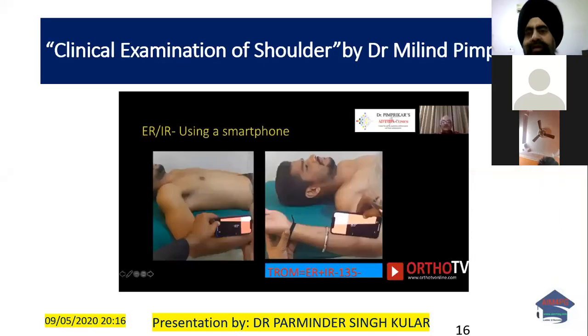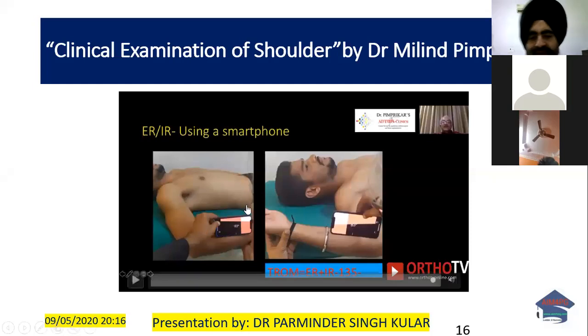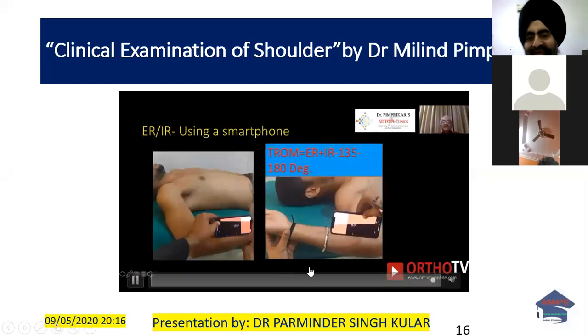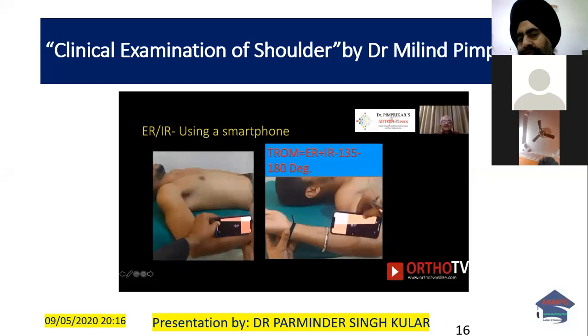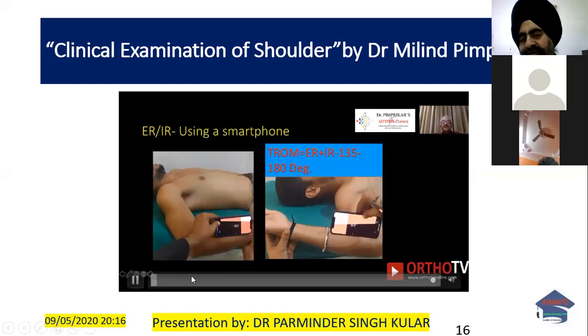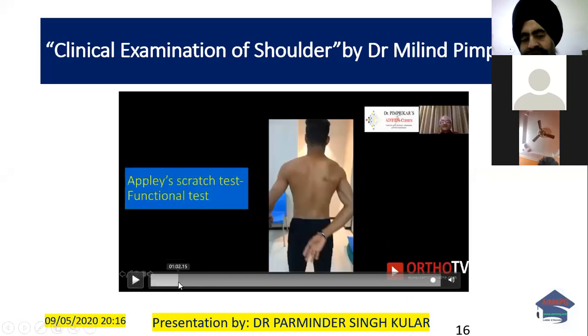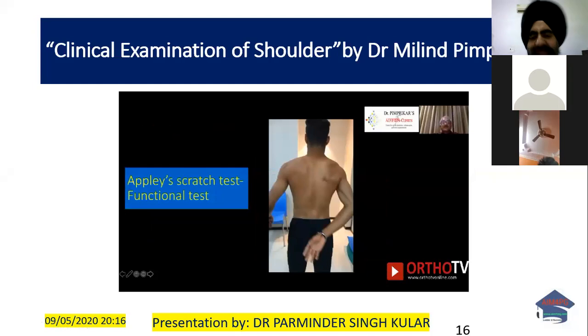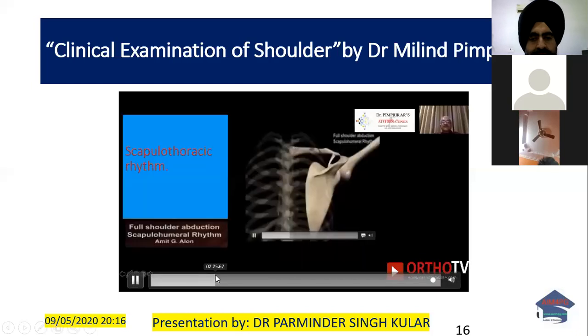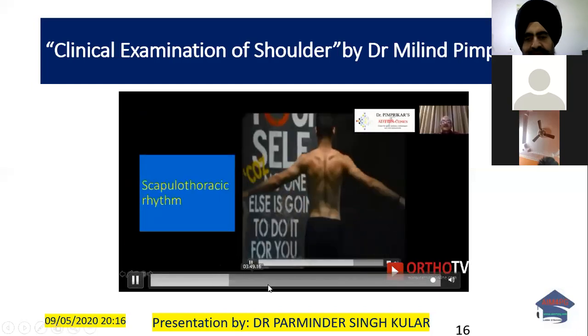This is a very good clinical examination shown recently in one of the videos by Dr. Milind Pimprekar. He is using a mobile application to record the movement of the shoulder. It is very interesting. Here he is demonstrating the total internal and external rotation at 90 degrees of abduction of the shoulder. To test this movement, the supine position of the patient is a comfortable position. If we go to the next, he is testing the Apley's scratch test, which we have already covered, to test the range of internal rotation. These are the movements demonstrated, the range of movements.